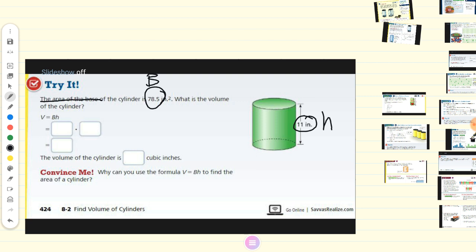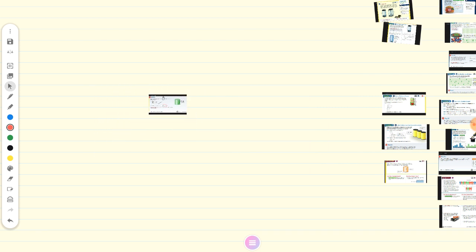Volume equals B multiply H, which is 78.5 multiply 11. Multiply them, and you will get the final answer. And don't forget, the unit of measuring volume is cubic inch, cubic centimeter, or cubic feet. It depends on the dimension.